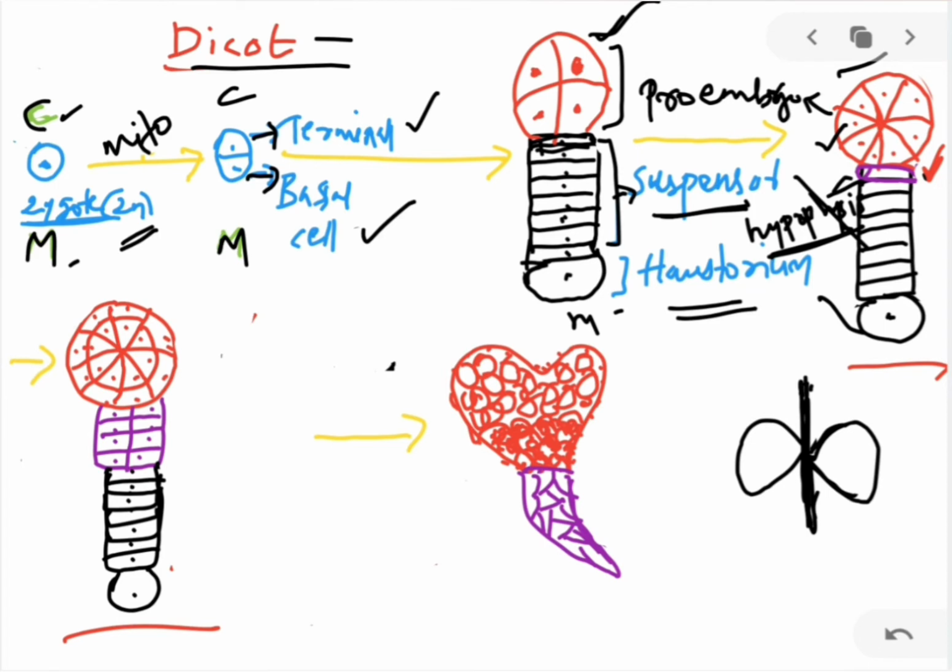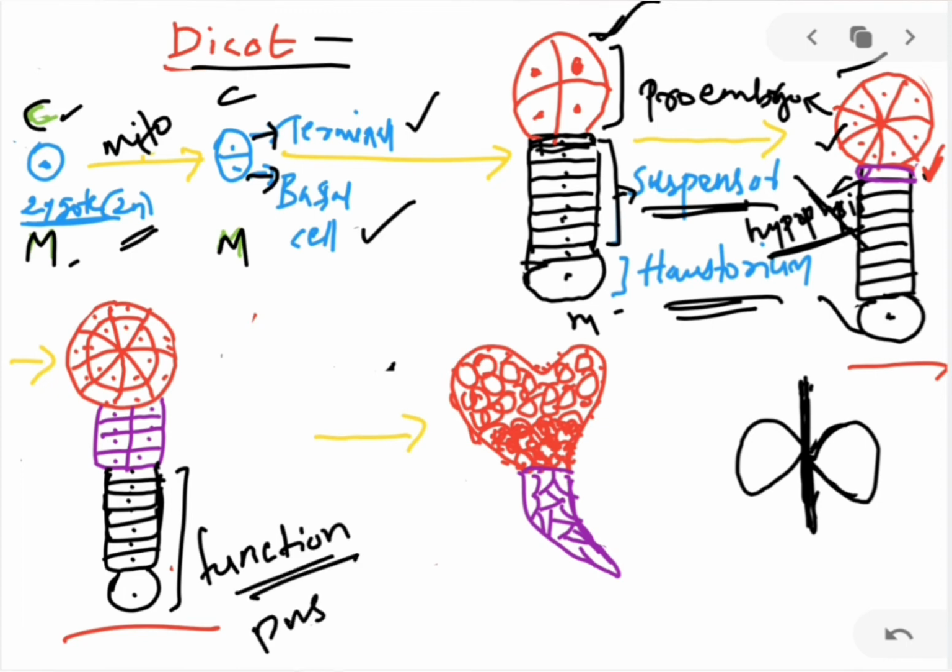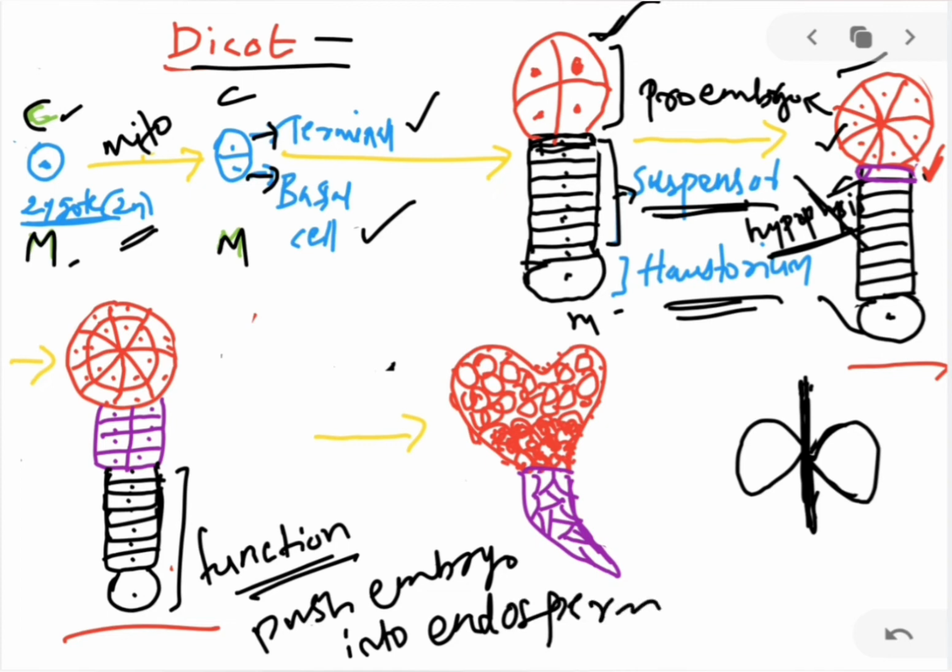Now, what is the function of this much structure? This is actually the suspensor as well as the haustorium. What is the function? We can write this way. Please note down. Later I will rub it. The function of this one is to push the embryo into the endosperm. So let's see what is the meaning of the sentence which I have written just now.